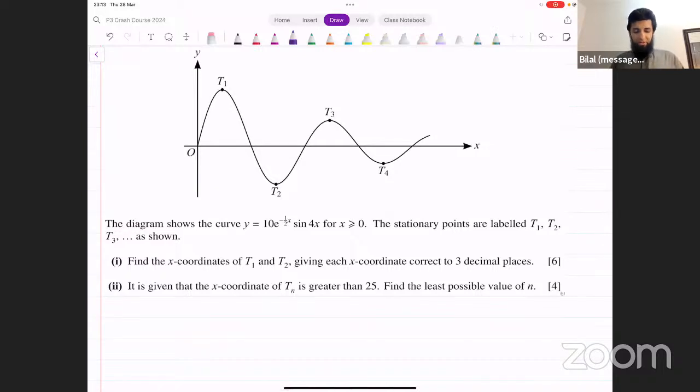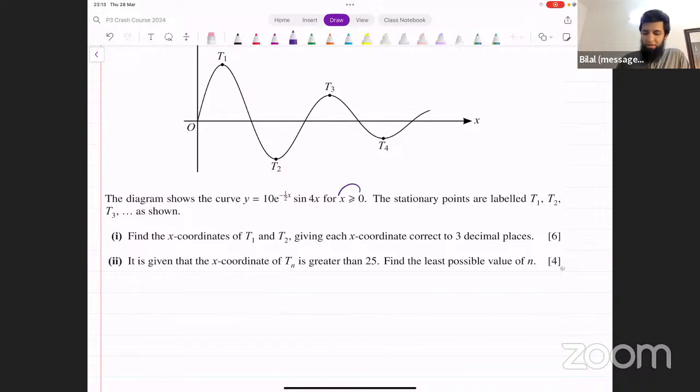So it says the diagram shows the curve y equals 10e raised to power minus half x into sine of 4x for x greater than or equal to 0. The stationary points are labeled T1, T2, T3 as shown. Find the x coordinates of T1 and T2, giving each x coordinate correct to 3 decimal places. Okay, so this is the function that we've got: y equals 10e raised to power minus half x into sine of 4x. And we have these stationary points, T1, T2, T3, T4, and it's going on like this.